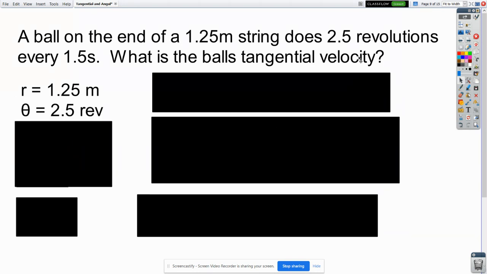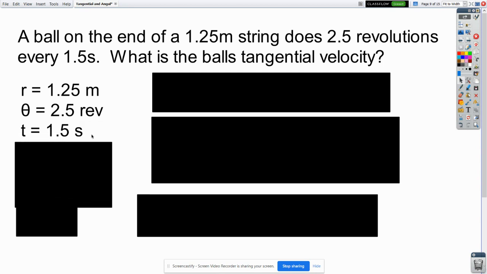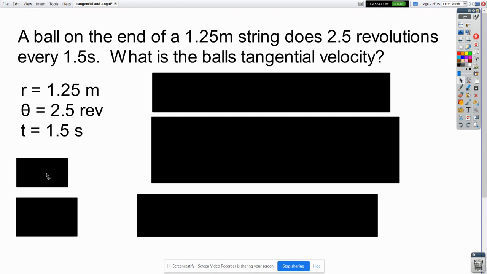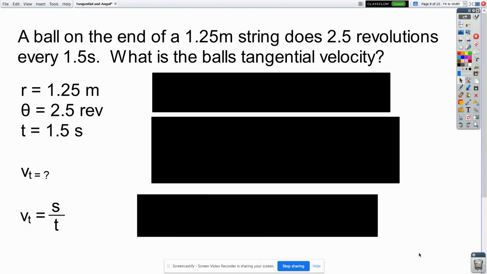The angular displacement is in revolutions, 2.5 revolutions. Again, angular displacement will either be in revolutions, radians, or degrees. And the 1.5 seconds, that's our time. We're going to be looking for the tangential velocity, vt. And again, the equation is vt equals s over t. While we do have our time, we do not have our arc length. We don't have s. So we're going to have to figure that out.